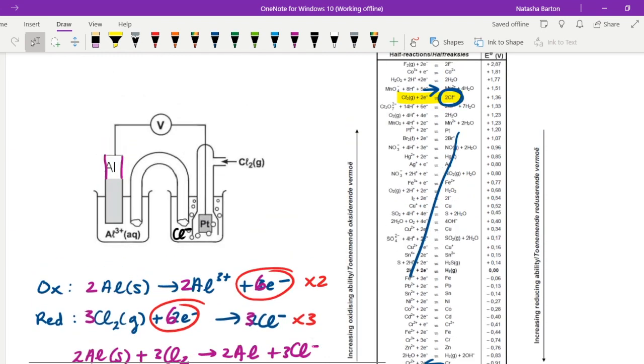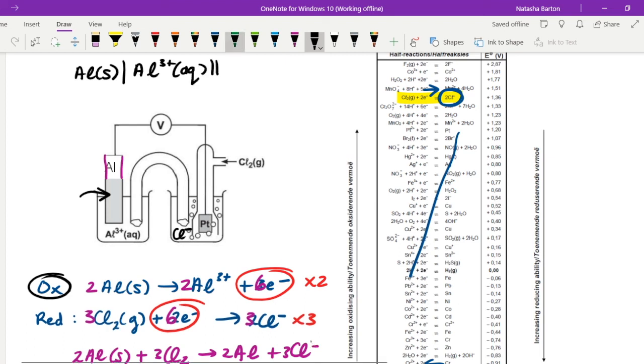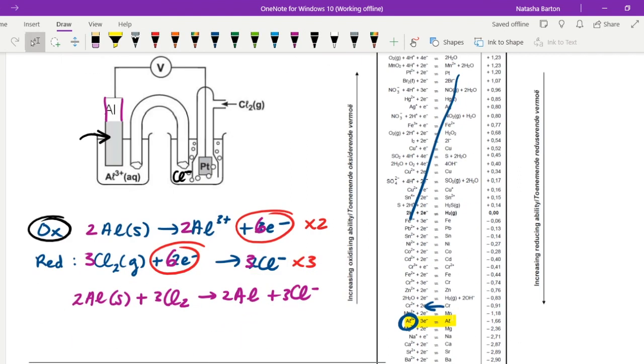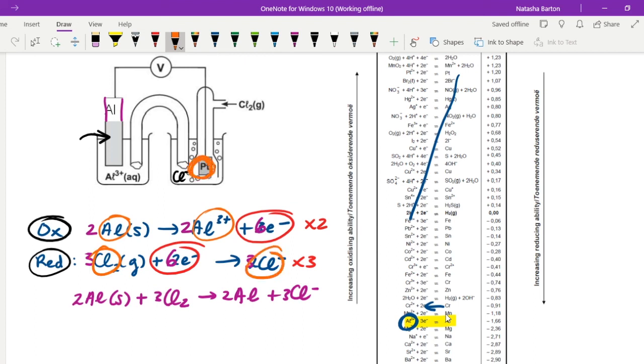But anyway, coming back to those cell notations, what we have to do is we start off with the oxidation half reaction. Here we have an active electrode, so it's going to be Al solid, which is going to form Al3+ aqueous. This is separated by a salt bridge from the reduction half reaction, where we have chlorine gas, which is going to form Cl- ions. And since on this side we have an inactive electrode, we write down Pt. And guys, that is your cell notation. Once you have your oxidation and reduction reactions written down in order, you just follow aluminium, aluminium ions, chlorine, chloride ions. But since we have an inactive electrode, we include the platinum.